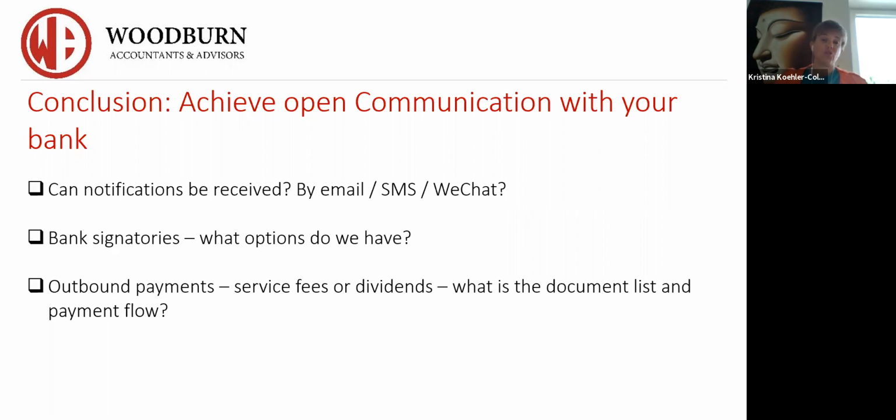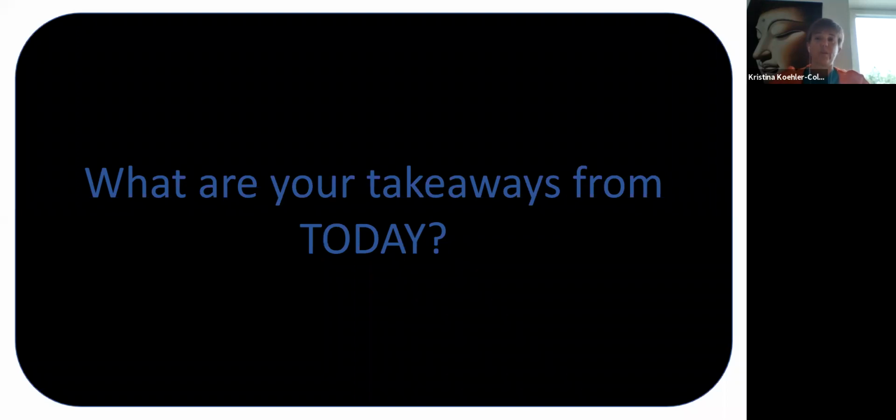If you're doing bank signatories, what options do you have for bank signatories, and who is going to be responsible for maintaining the financial CHOP, legal rep CHOP, and then who's going to actually be signing? And then outbound payments. So if you are considering to set up repatriation strategies, which is outbound, basically creating outbound payments, which is service fees or dividends, what is the document list and payment flow? And how long does it take to get those things done? These are all upfront things you should be talking about on the agenda when you are investigating and doing your homework on the banks that you would actually like to work with.